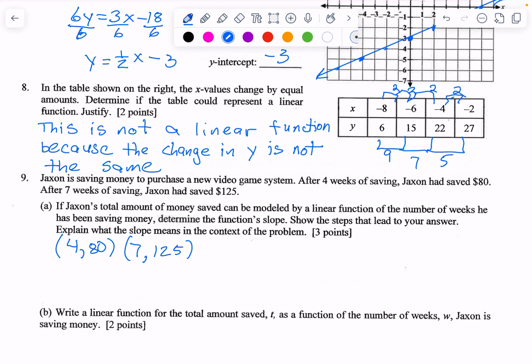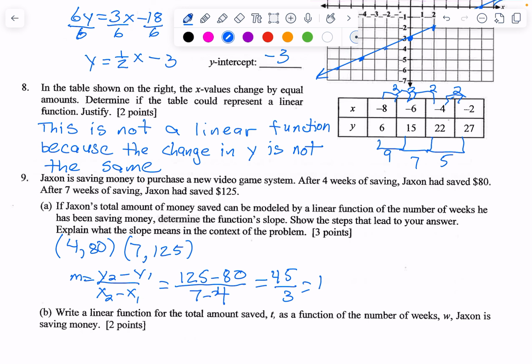Determine the slope, right? So the slope is y2 minus y1 over x2 minus x1, which is 125 minus 80 over 7 minus 4. And this is equal to 45 over 3, which is 15. So they want to know what this 15 means. Explain what the slope means. Well, that means that he saved $15 each week.